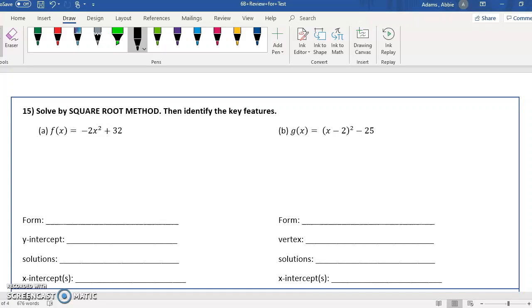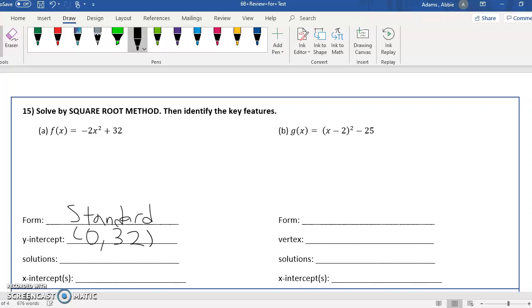Before we do this, let's look at some key features of this function. So looking at f of x equals negative 2x squared plus 32, that is already in standard form. So my form is standard. And because it's in standard form, I can say that the y-intercept is my c value, which in this case is 32. So my y-intercept is (0, 32).